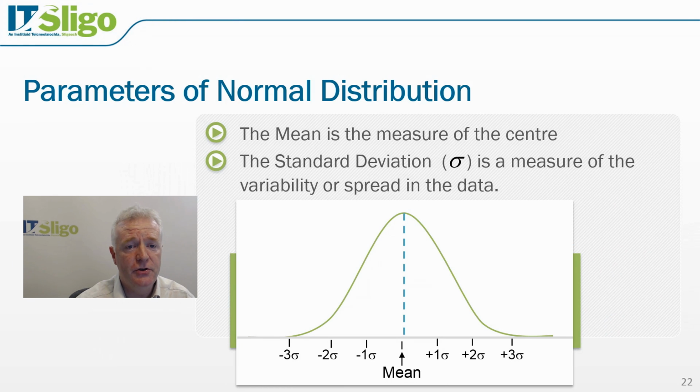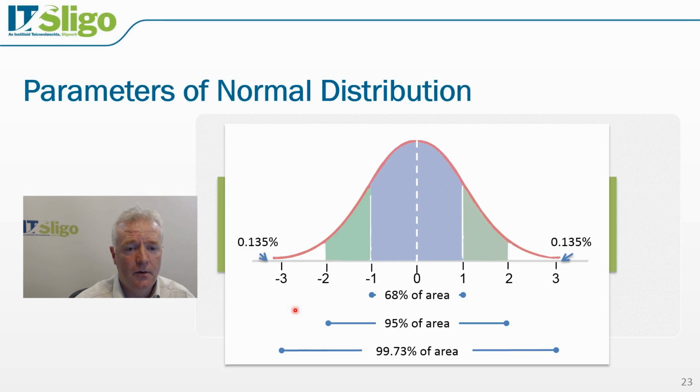The normal distribution is an important distribution in control charts. The normal distribution has a distinctive bell-shaped curve. The center is the mean, and the variability is measured by means of the standard deviation, sigma. We see here that 68% of the area under this bell-shaped curve lies between plus and minus 1 standard deviation above and below the mean.